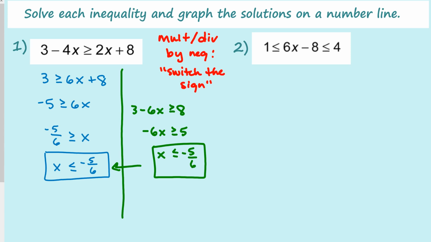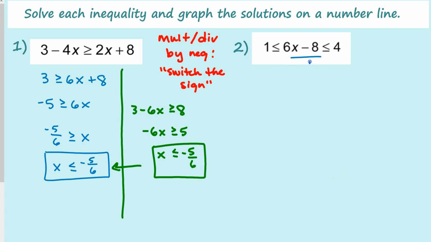Okay, problem number 2 is known as a compound inequality because we have 2 inequalities in there. It's all strung together. It's basically an and statement. So 6x minus 8 is squeezed between 1 and 4. So the way to solve this is either to keep it all together or to break it up into 2 problems. So first I'll show you keeping it all together.